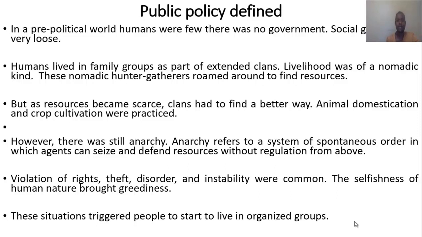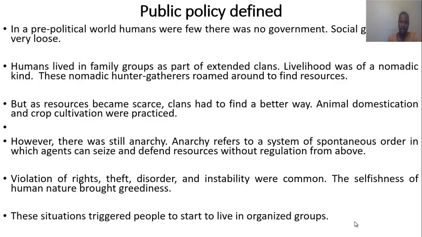Humans lived in family groups as part of extended clans. There were tribal organizations, clans and extended families. Therefore the livelihood was of a nomadic kind, based on hunting and gathering. People hunted small animals, insects, fish, and gathered fruits and vegetables, seeds and nuts. The life was simple at that time in the early human civilization.